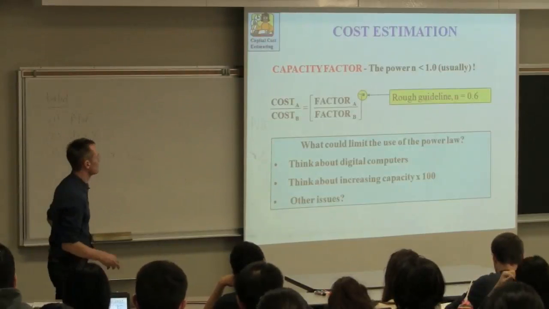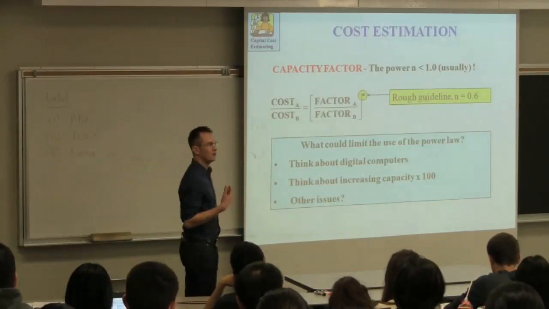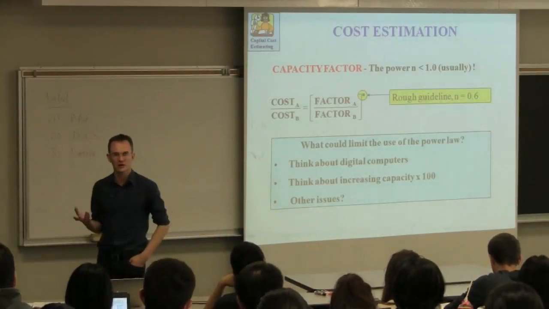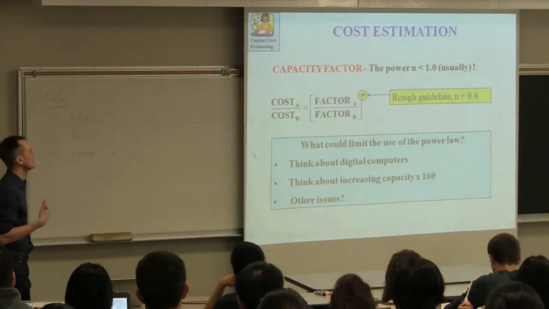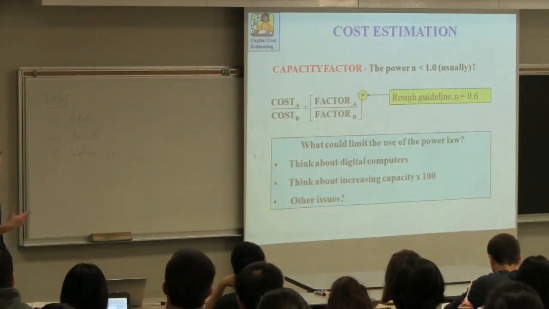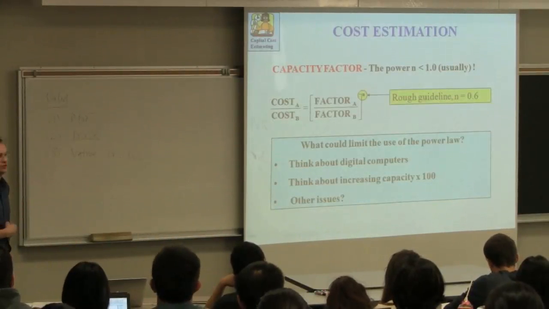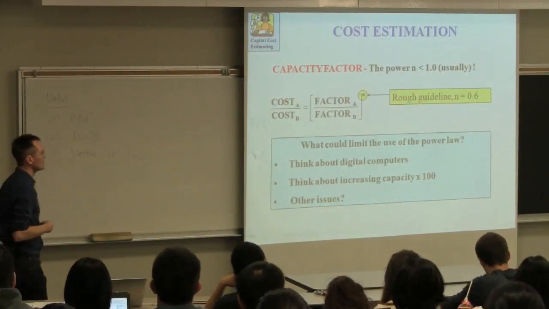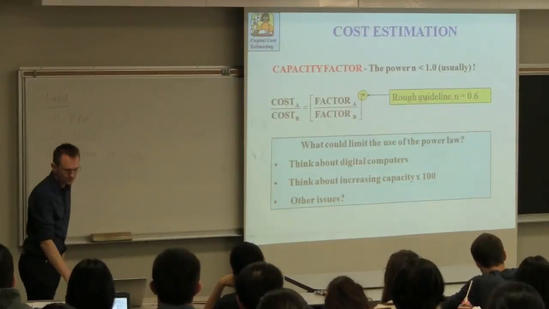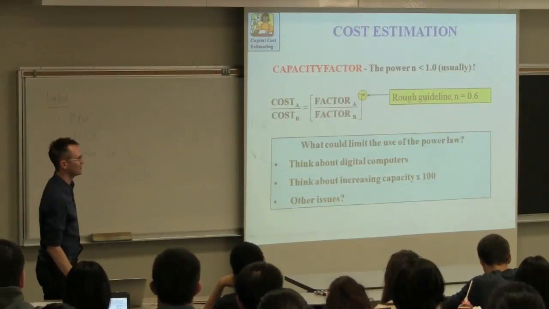In fact, there's some units where n is actually greater than 1, which is counter to what our expectation is. It says for a larger unit, we need even more money. Usually we expect diminishing costs for larger units, but some units, n will exceed 1, and other units, they'll be lower than 0.6.